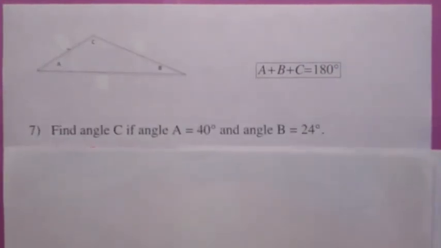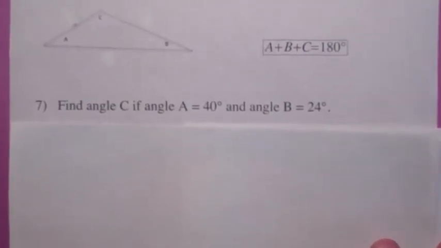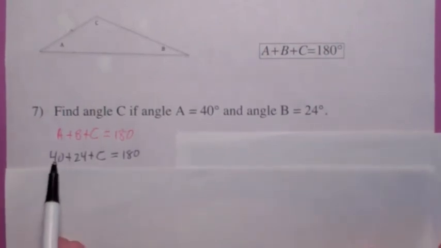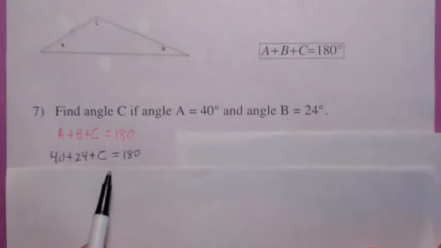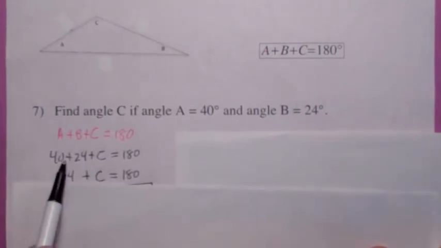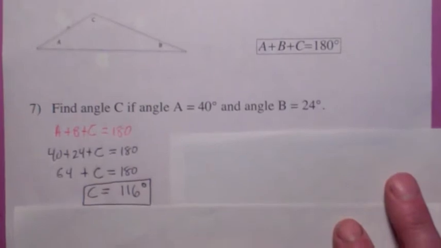Anyway, so look at this problem. Suppose you want to find angle C. If you're given angle A is 40 and angle B is 24, all you have to do is plug in 40 for A, 24 for B, and then you have to solve this equation for C. I would probably combine 40 plus 24 first, and then subtract 64 from both sides, and you get C is 116 degrees. Make sure you put the degree sign there.